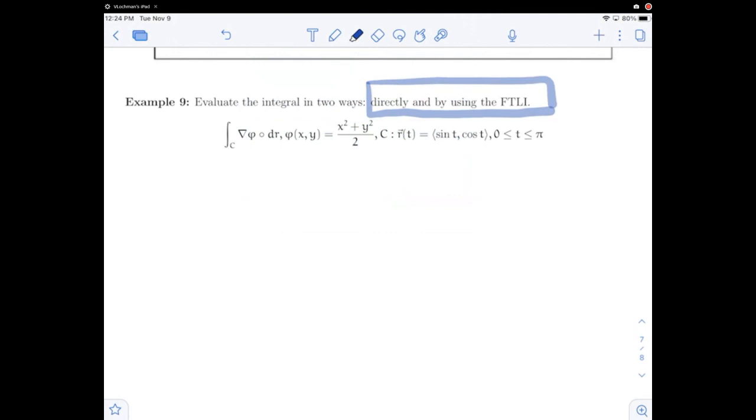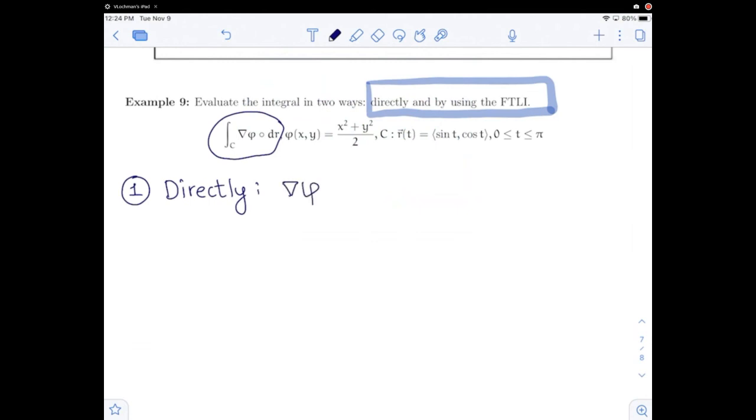Fundamental theorem of line integrals can only be applied if we're working with vector fields that are conservative, okay? So let's see what we're asked to compute. We're asked to compute this integral right here. How do we do this directly? This is what we learned at the very beginning of today's lecture. Directly, okay?